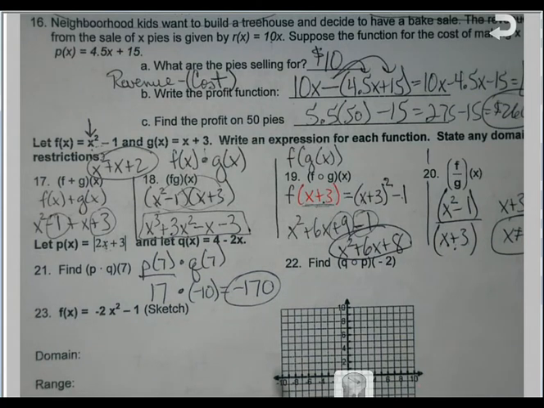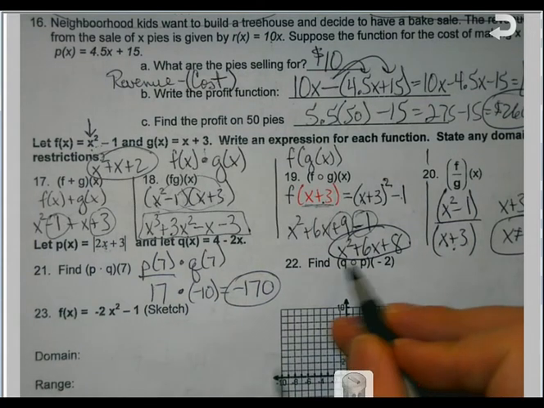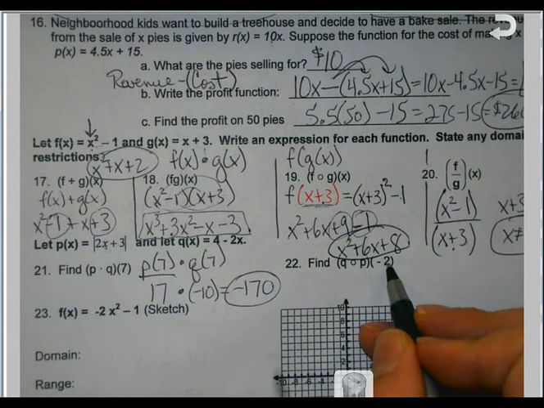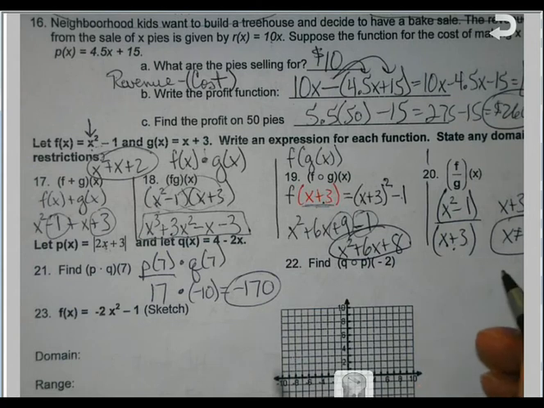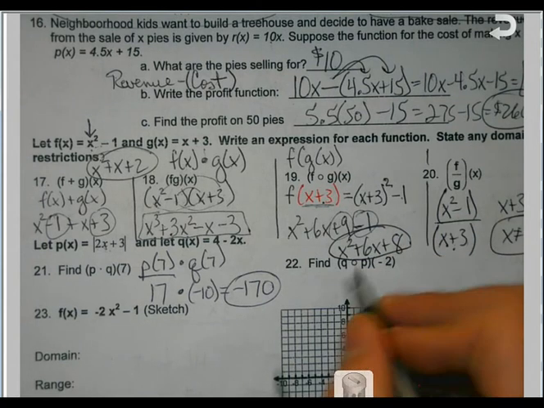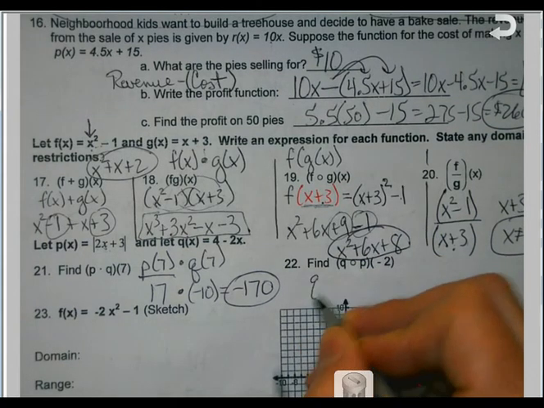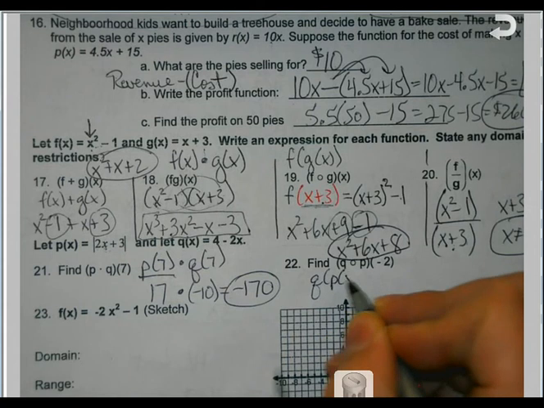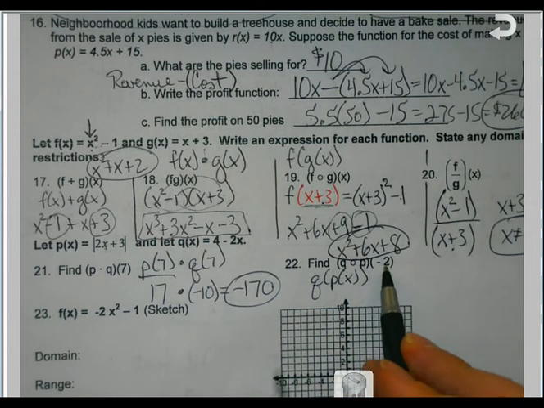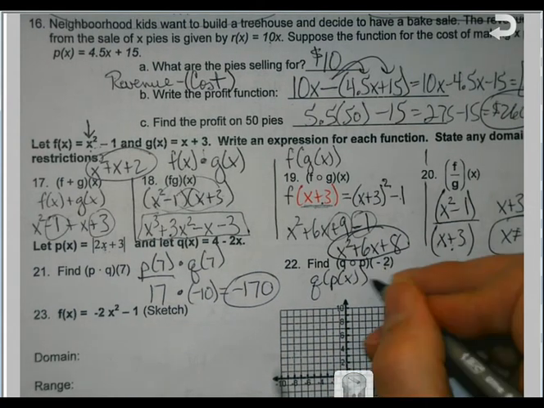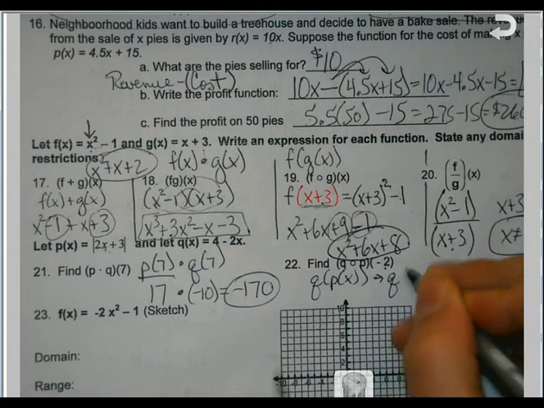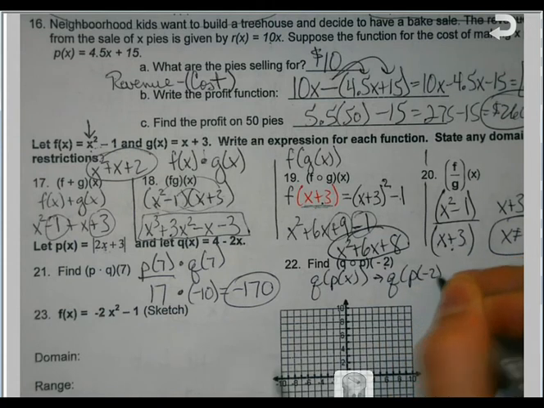Same thing on 22. Ooh, we're even going to put a composition in here. Okay. Q of P of -2. Here's how this works. Normally, we would have Q of P of X. That's how this would set up. But I have a value in here instead. So, this becomes Q of P of -2.